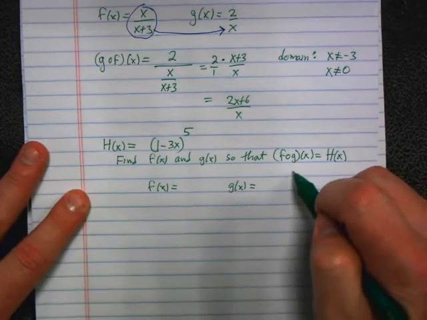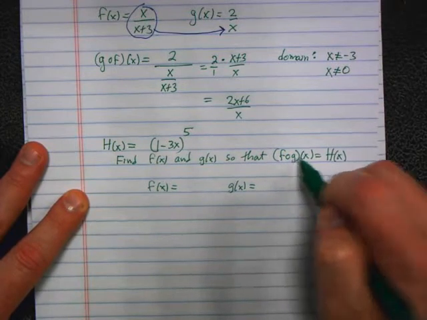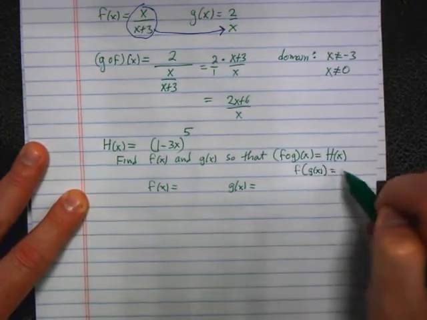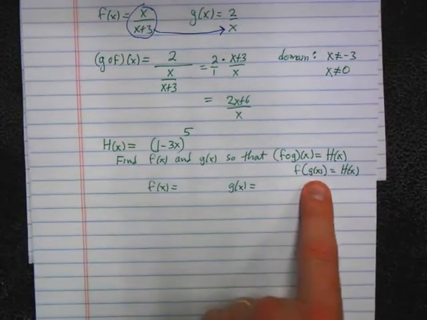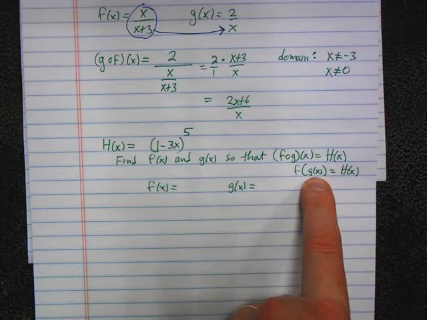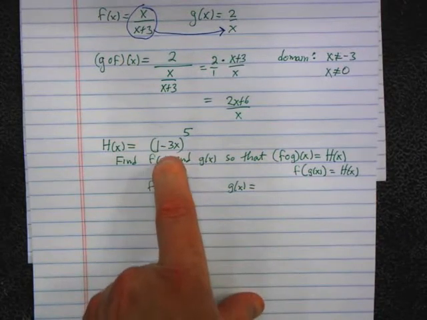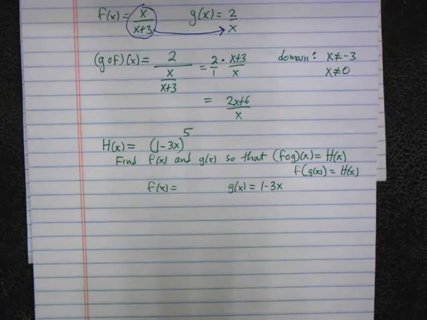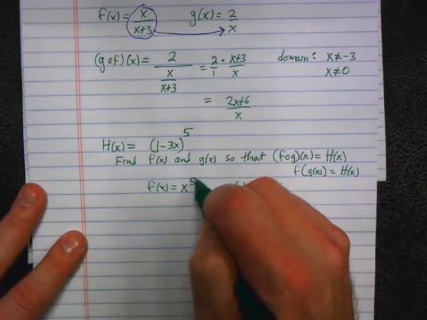All right, here's a big hint. This symbol, f of g of x, can also be written like this. So notice that g is inside the parentheses. So what do you think g should be? The thing inside the parentheses, 1 minus 3x. And then what should f be? What do you do to the 1 minus 3x? You raise it to the fifth power, so f of x should be x to the fifth.